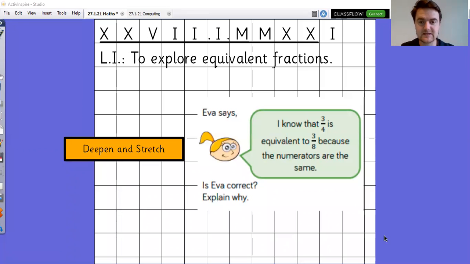Anyway, for maths today, let's have a look and see what we've got. Here is your starter question. Ava says, I know that 3/4 is equivalent to 3/8 because the numerators are the same. Is Ava correct? And can you explain why? I will put this as a resource in Teams for you to type underneath to have a go at answering. Is Ava correct? And how do you know?